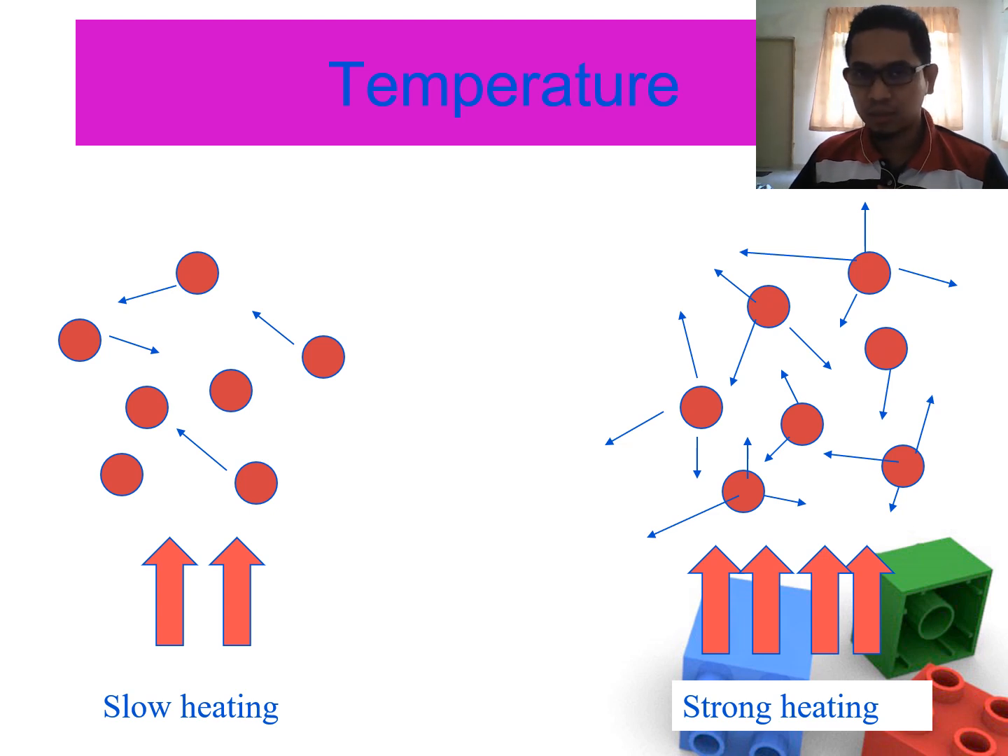Why does temperature increase, rate of reaction increase? So here we can see slow heating and strong heating. Slow heating means less energy and lower temperature. Strong heating means more energy and higher temperature. So, particles here absorb more energy, hence move faster and will collide with each other more frequently. So, that's why rate of reaction increases when temperature increases.